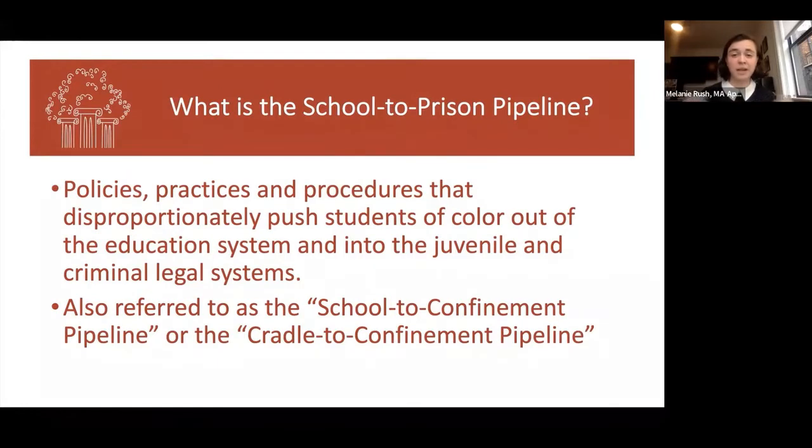There are a couple of other terms for this phenomenon as well. Some people refer to it as the school to confinement or cradle to confinement pipeline. That distinction is really important because not all students enter the juvenile or criminal systems through prison directly. There might be other forms of detention or house arrest that still fit under the term confinement, but don't necessarily match the standard idea of what we mean when we say prison. We acknowledge that there are other ways to talk about this work, but because school to prison pipeline is the most well-known term in the larger society, that's what we continue to use. But when we're talking about this system, we're including those other forms of detention as well.